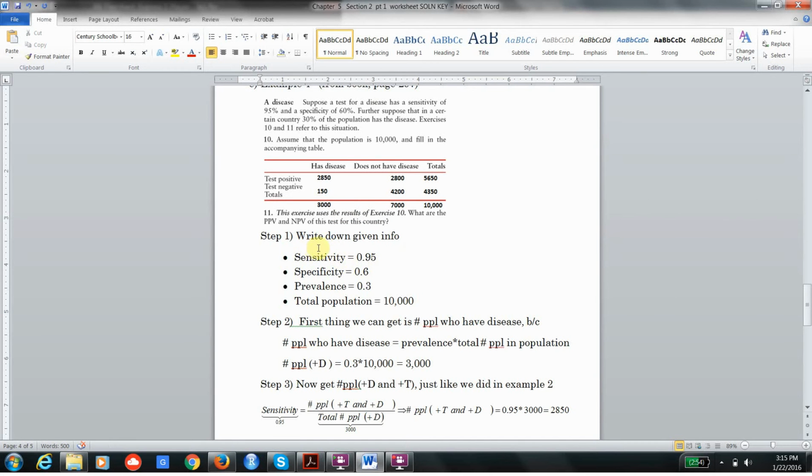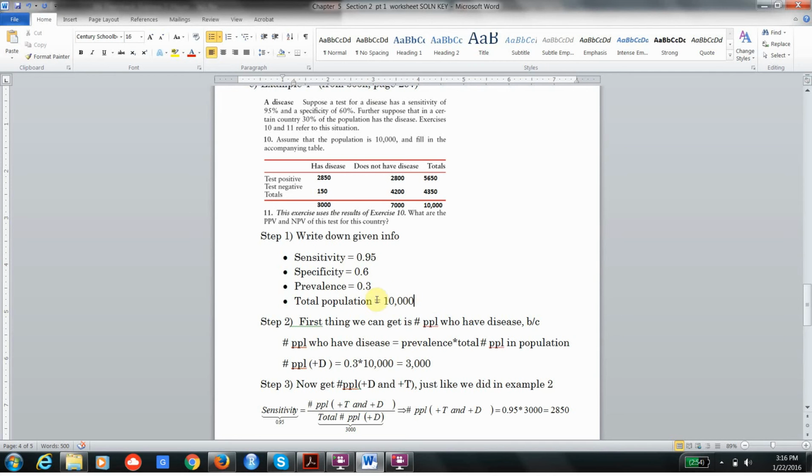Let's write down the given information first, okay? We're told the sensitivity is 95%. I'm going to do mathematics with it, so I'm going to rewrite that percentage as a decimal, right? Specificity was 60%, so I'm going to write that as a decimal, 0.6. The prevalence is the percentage of the total population having a disease. Well, that's 30%, which I'm going to write as 0.3. And finally, the total population is 10,000.